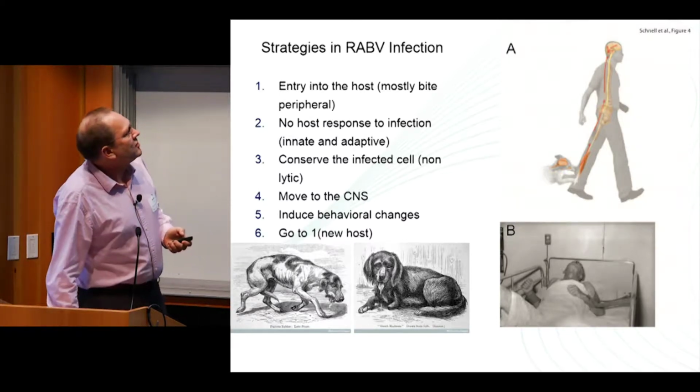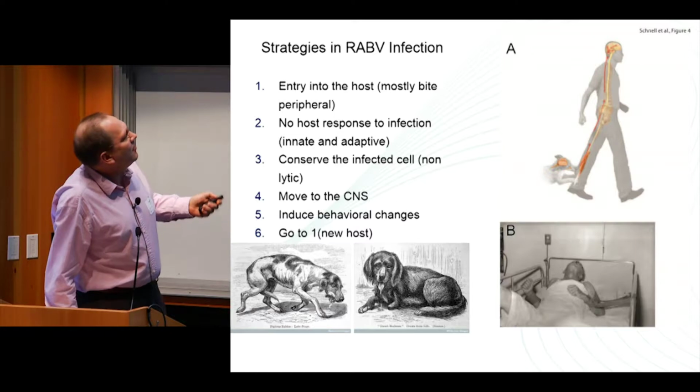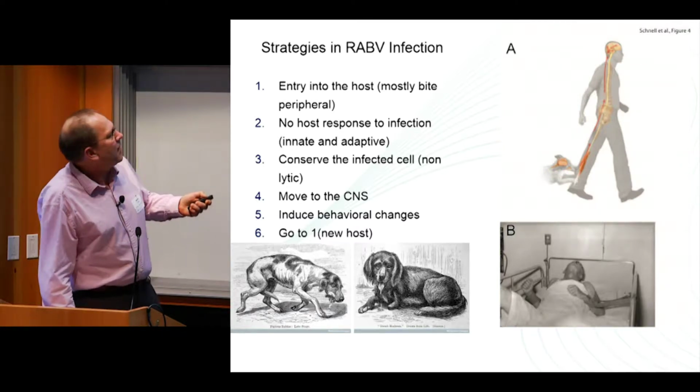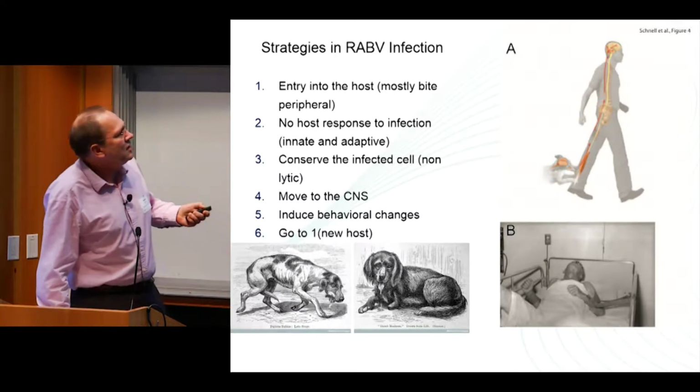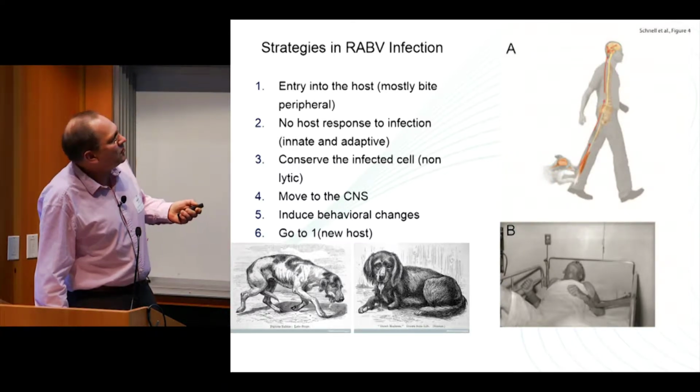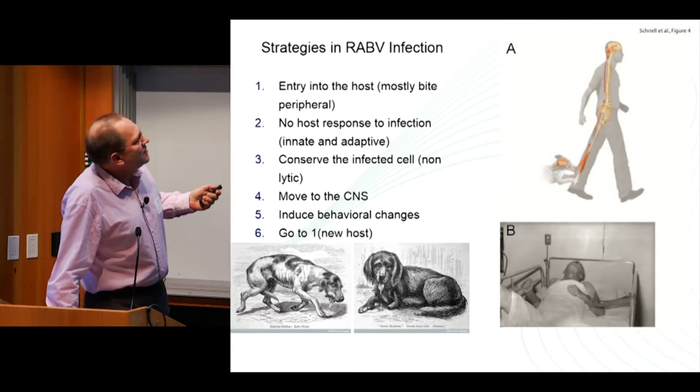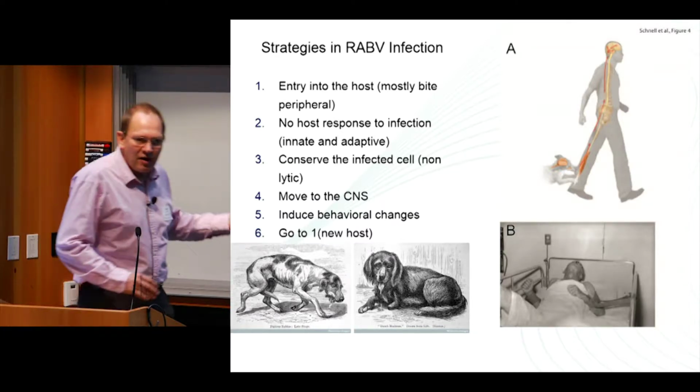Rabies virus infection is relatively simple. You normally have transmission by bite. You have no host response to the infection. We don't know where it replicates first. It's a non-lytic virus because it has to go up a motor neuron.